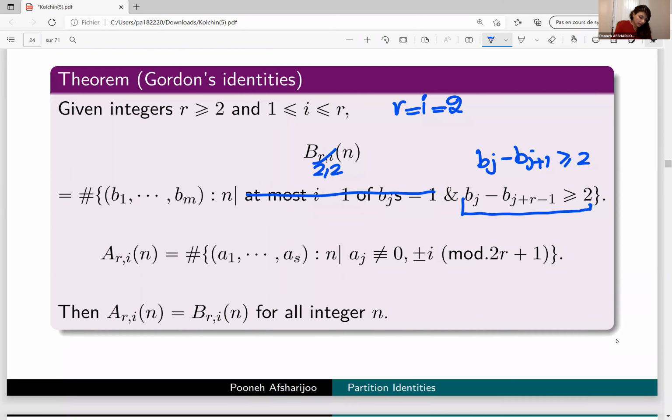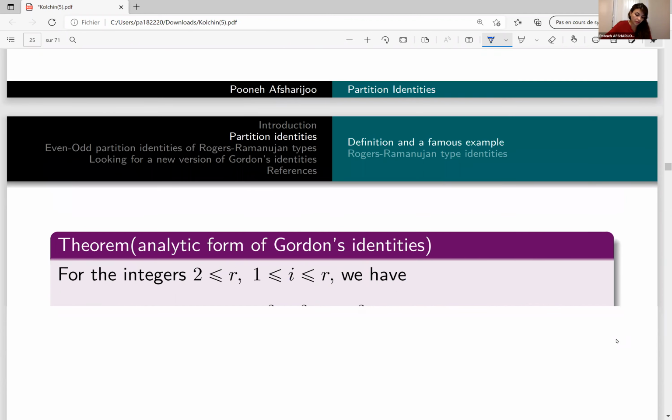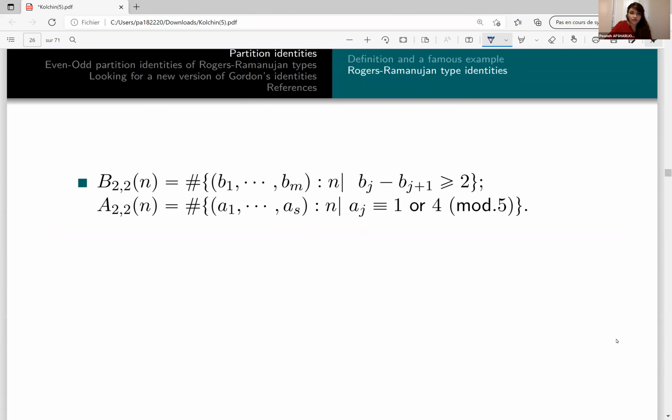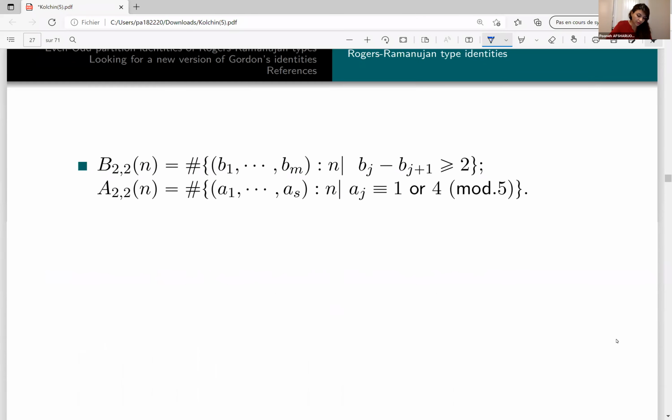And on the other side, A_{2,2}(n) counts the number of partitions of n whose parts are not congruent to 0 and plus and minus 2 modulo 2 times 2 plus 1, which is 5. Or equivalently, where a_j is congruent to 1 or 4 modulo 5. So let's see this special case of Gordon's identities in the partitions of 4.